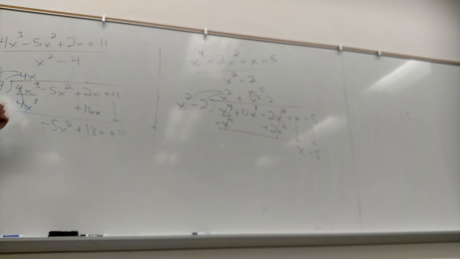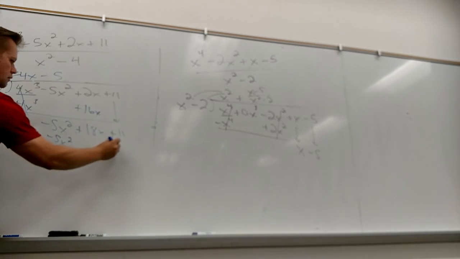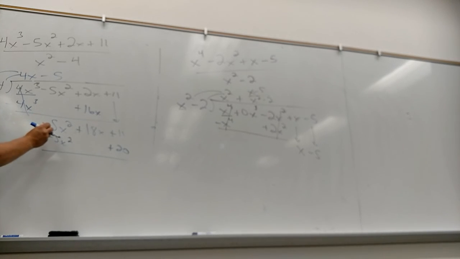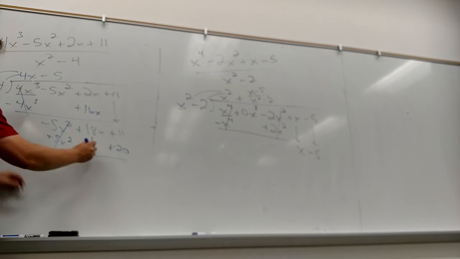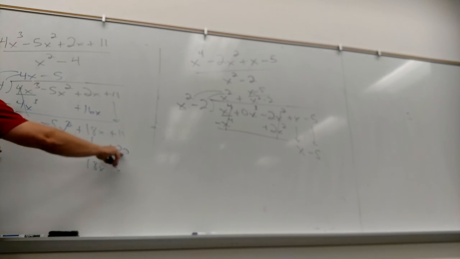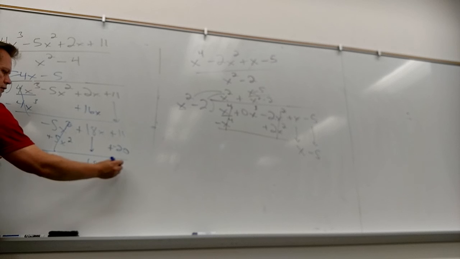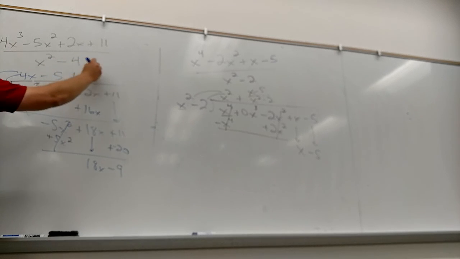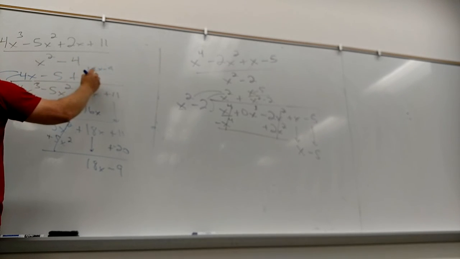Negative 5 times x squared gives negative 5x squared. Minus 5 times minus 4 is plus 20. But then you have to change the signs, so those cancel. The 18x comes down. 11 minus 20 is minus 9. Okay, so then I can put down here plus 18x minus 9 over.